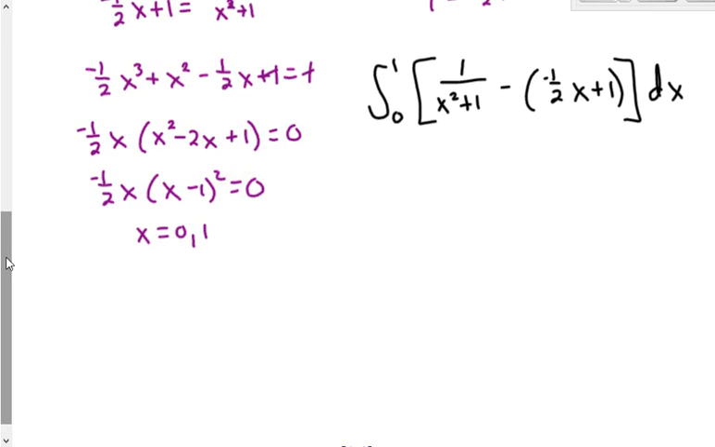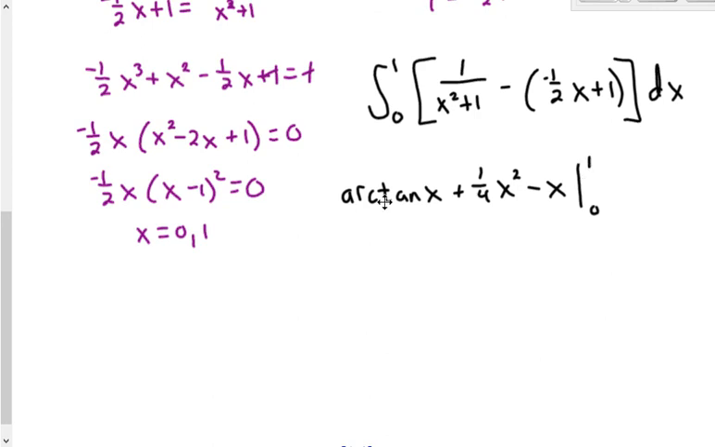So, again, we sniffed it out earlier. The antiderivative of 1 over x squared plus 1 is the arctangent of x. And then negative times a negative is going to give us positive 1/2 x. Integrate it, we get 1/2 x squared over 2, which would be 1/4 x squared. Then the negative times 1 would be -1. Integrate with respect to x, and we get negative x. And we do it from 0 to 1.